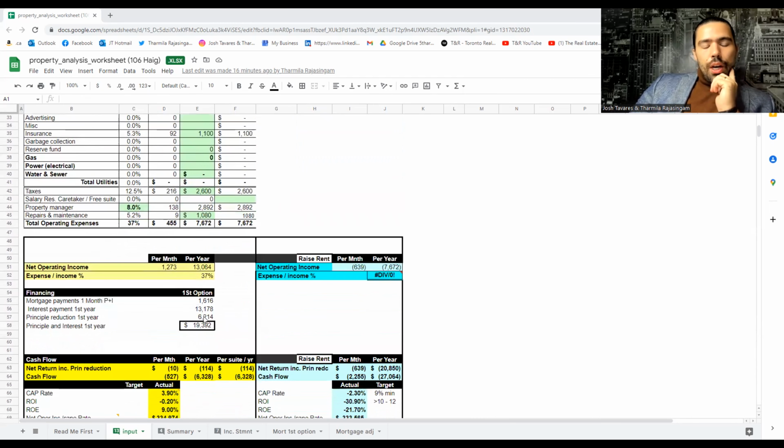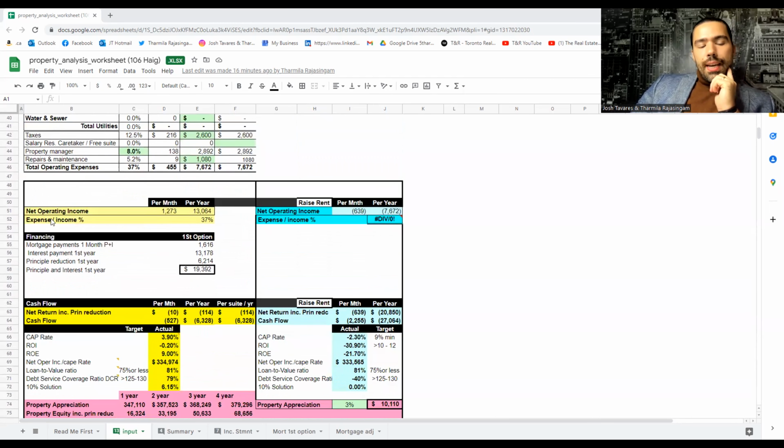Now, as we come further, we're seeing that the net operating income on our property is about $1,273 monthly, being about $13,064 for the year. And our expense to income ratio is 37%.